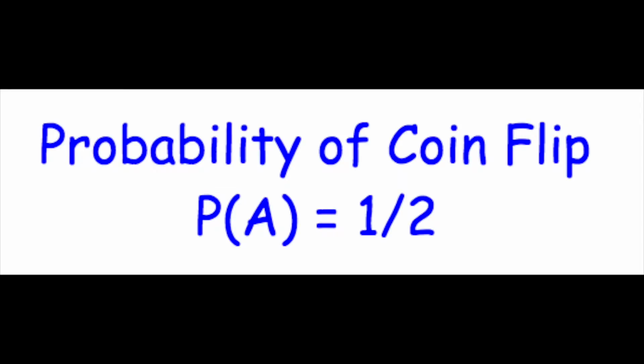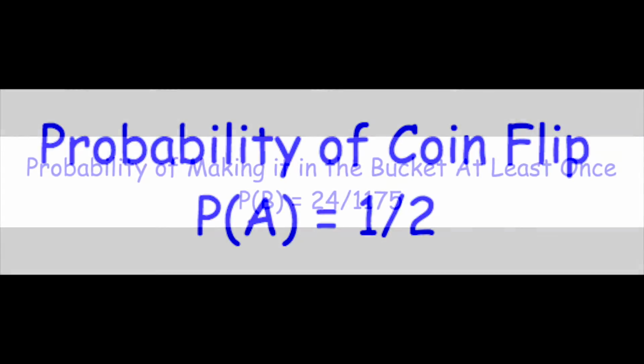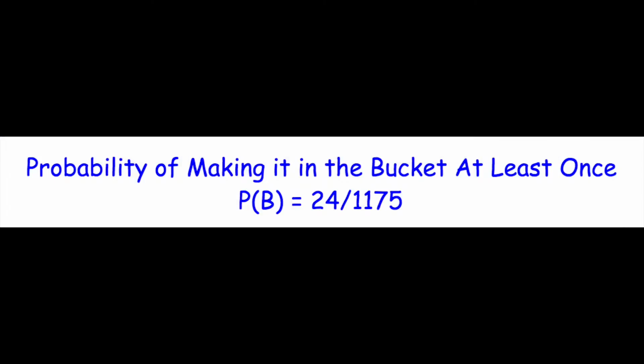Our first probability is the probability that a player will flip a heads in the coin flip, and we set this to probability of A equals 1/2. The second probability is the probability of a player making it in the bucket at least 1 time, and we found this to be the probability of B equals 24 over 1,175.